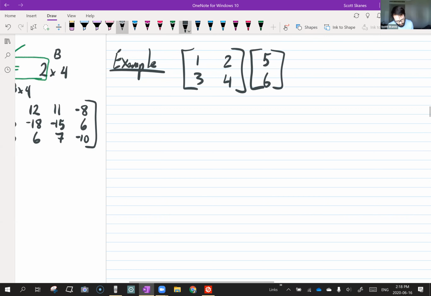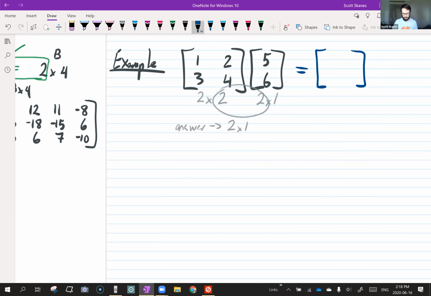Okay. This is a 2 by 2. This is a 2 by 1. 2 and 2 are the same, so it's good. The answer will be 2 by 1. So I already know ahead of time my answer is going to be 2 by 1. Let's go ahead and write out the answer. What's it going to be? It's going to be a 2 by 1.